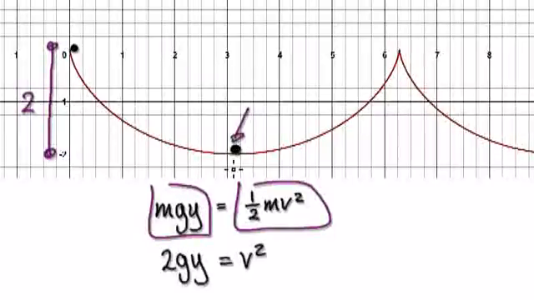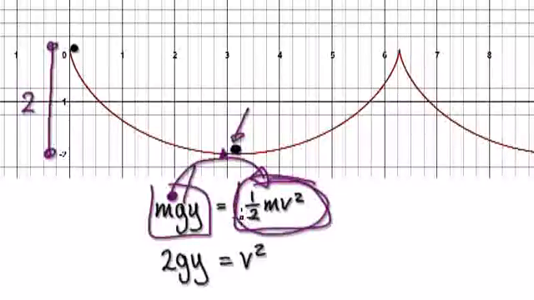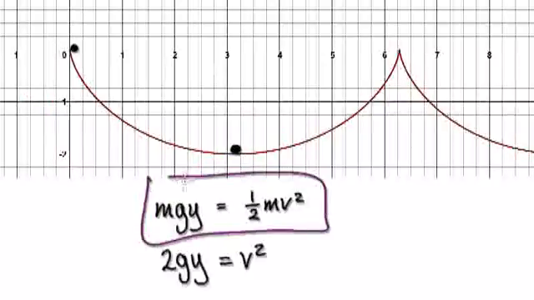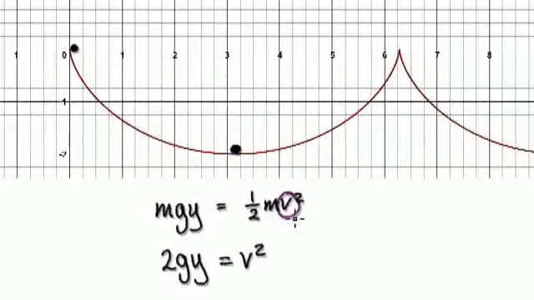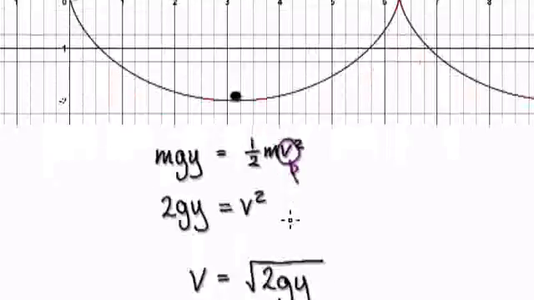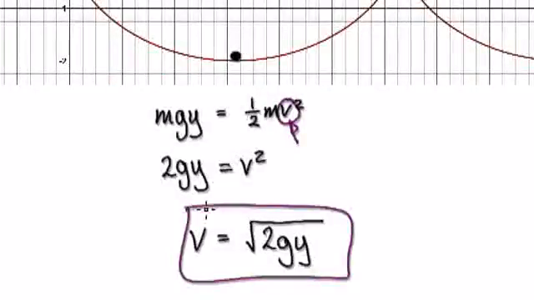So by the time it gets to the lowest point, all the potential energy would have been lost because the height would be 0. So all the potential energy will have been lost. It will get transferred to the kinetic energy. So we can make use of this relationship, so we can work out velocity. Well, velocity will be given by this.